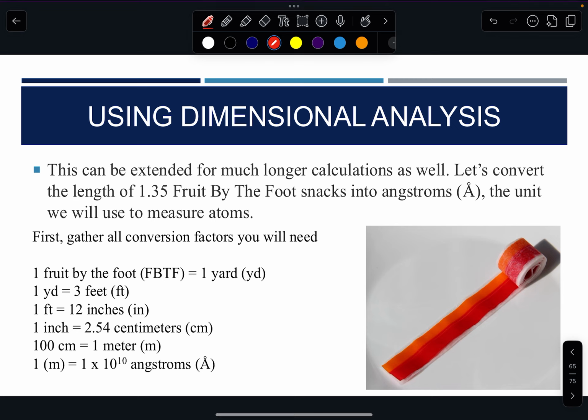And so, using dimensional analysis, we can go ahead and see how much in, what is this, angstroms? That's the unit that we use to measure atoms. Or how many angstroms 1.35 fruit by the foot snacks are going to be. And I will give you a chance to do this on your own, and then we will go over it.